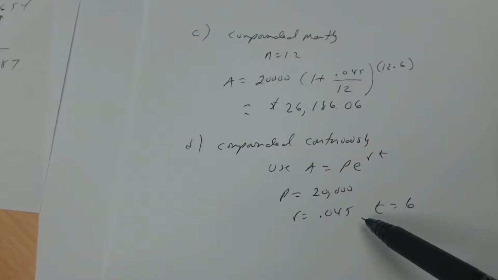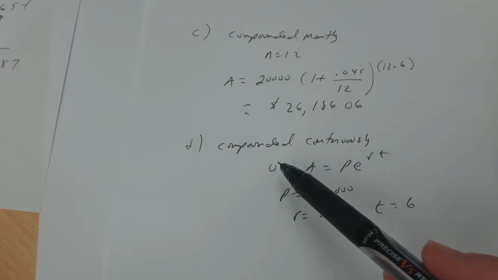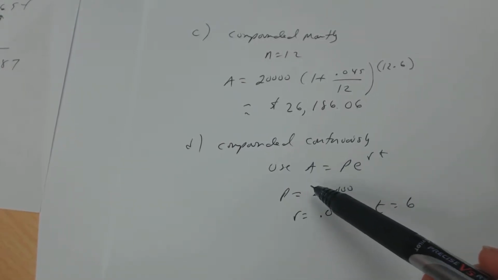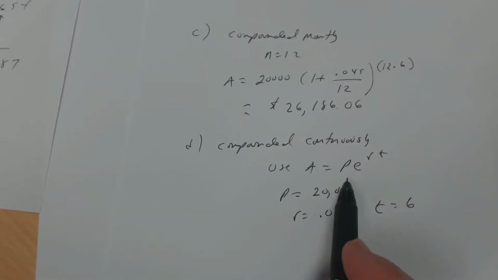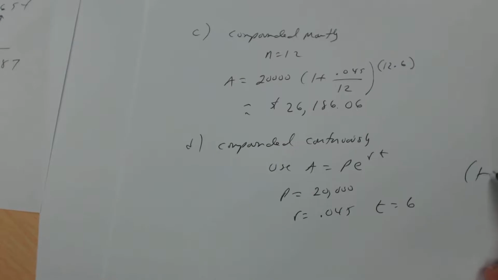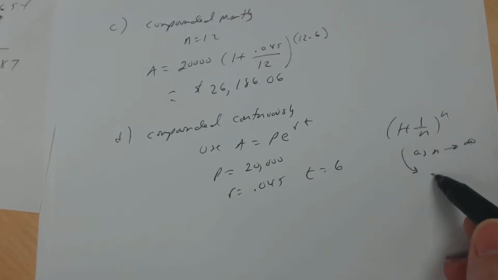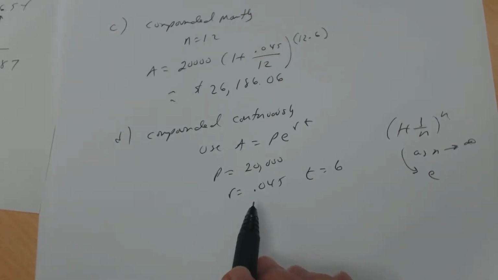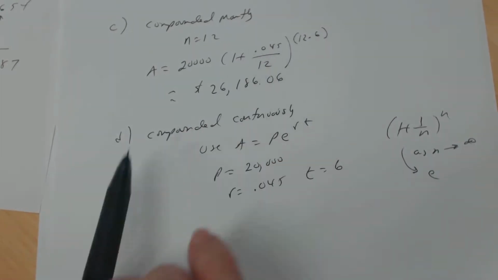So n is the number of times being compounded per year. That's a finite number. Compounded continuously, n is an infinite number. So that's where that e comes from. Remember that formula we said, 1 plus 1 over n, raised to the n power? As n gets larger, this goes to e. So that's part of this right here.